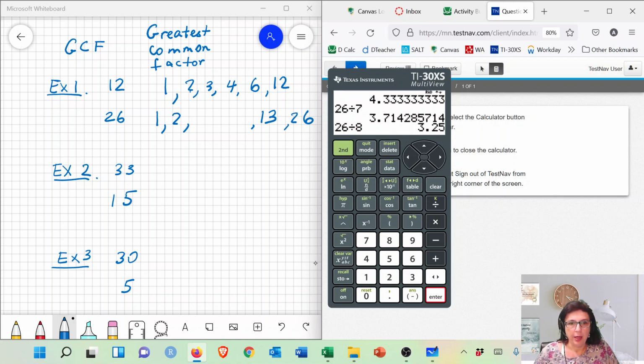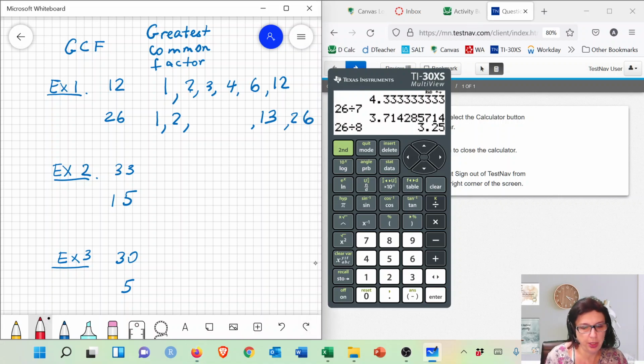So there doesn't seem to be any other factors, and now I have to find the largest common factor. First of all, let's circle the factors that they share. The 1 and 1 they share, and 1 of course they always share. But maybe there's something else. Yes, there's something else, that's a 2. Nothing else they share, so that means that the GCF of 12 and 26 is 2.